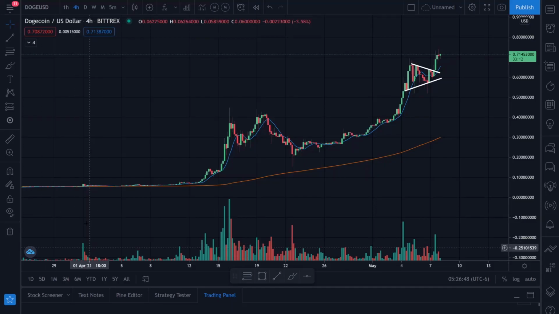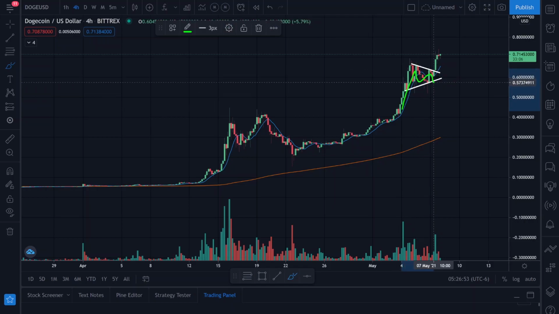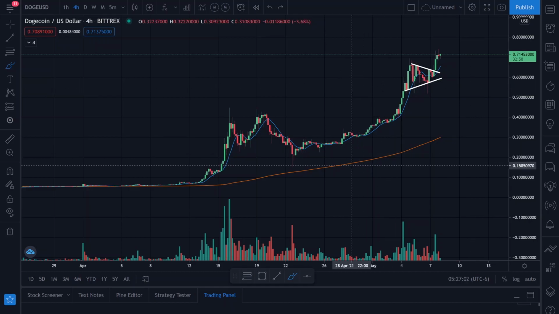Alright, let's take a look at the chart action for Dogecoin. In my last video, I had a flag pattern, something like this, and we had a breakout right here. I was targeting around 88 cents, somewhere around there. So I just want to show you guys a couple things.